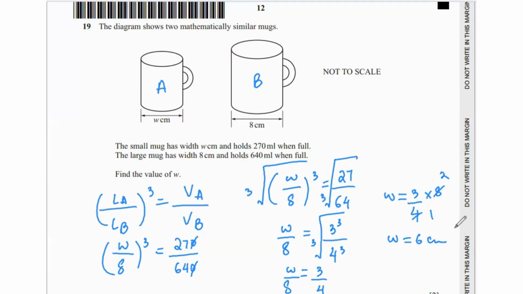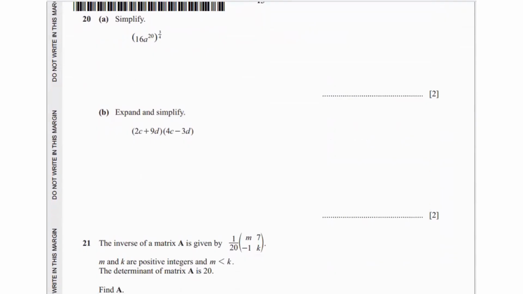That is your answer. And the next question says simplify 16a to the power of 20, whole power 3 over 4. Like we've discussed before, whenever we have a power outside the bracket and inside the bracket, we multiply the powers. Now in this case, we have 16a to the power of 20. It's not just one thing. So we distribute the 3 over 4 power on both 16 and a to the power of 20. So it's going to be 16 to the power of 3 over 4 times a to the power of 20, again whole power 3 over 4.